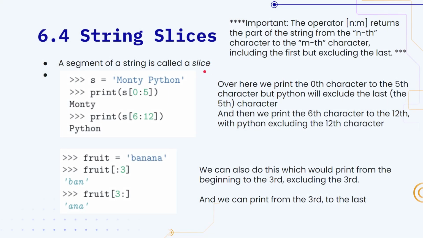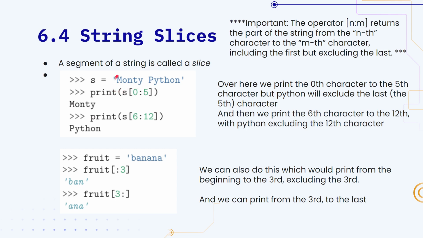Another thing that we can do with strings is called slicing. And a slice is a segment of a string. So let's look at this example. We have the variable s, which contains Monty Python. And we want to print s sliced from index 0 to index 5. And basically what this means is that we want the portion of the string that starts at 0, inclusive, and ends at 5, which is exclusive, so we don't include the fifth one.